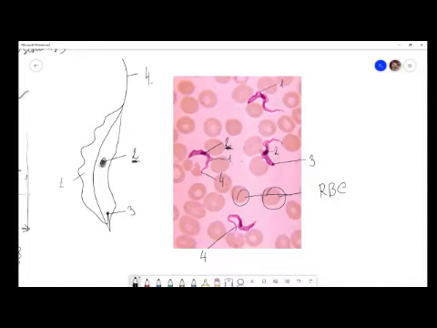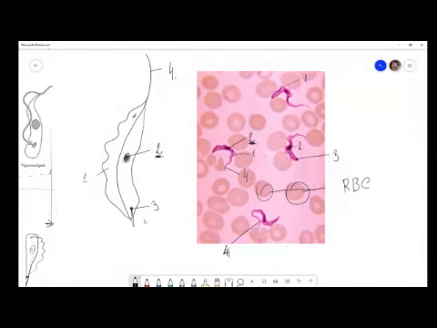The second one, from number one, is an undulating membrane. Third, number three, is a parabasal body or basal granule. And the last one, four, is a free flagellum without an undulating membrane. Okay, what's the next thing I want to say?